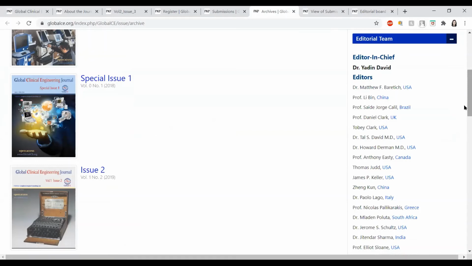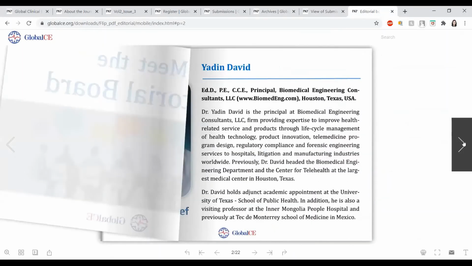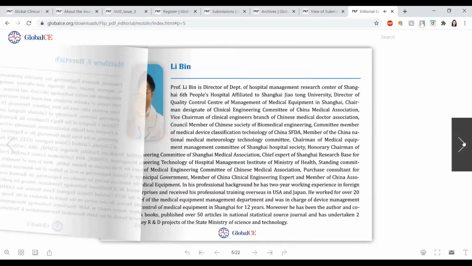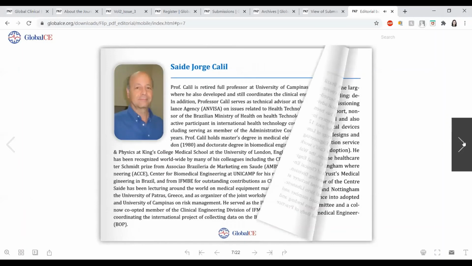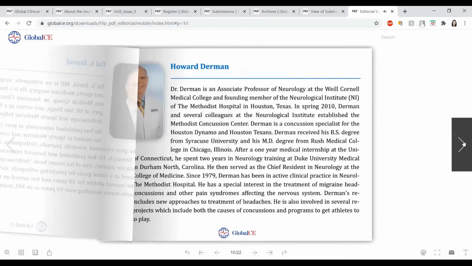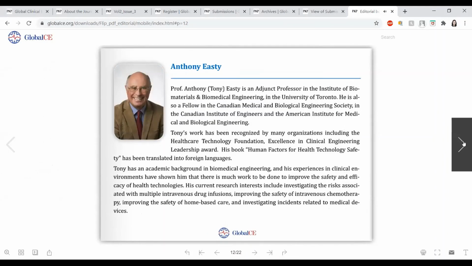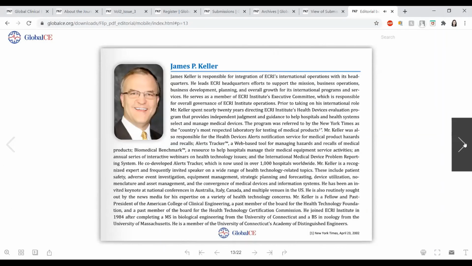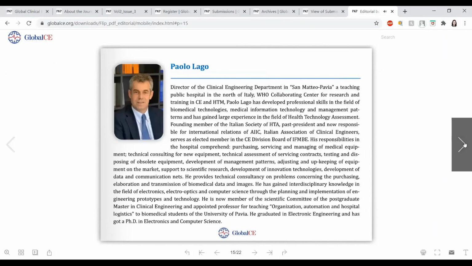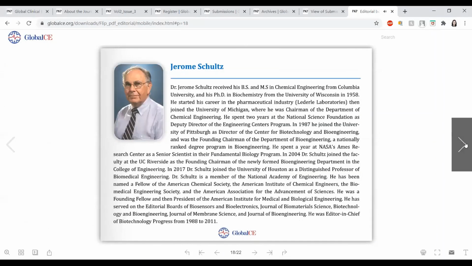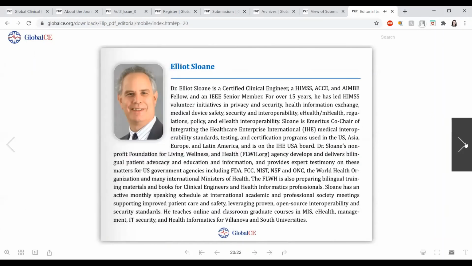You can click on any of the names that you see there and you can immediately jump into their bio, and it will be exciting to see their background. I'm really proud of this editorial board that we have. From Brazil, from the UK, from Canada, from the US, from China, from India, South Africa, and so on. It's just fascinating to see the broad spectrum that's represented there. I'm honored to be part of this team.